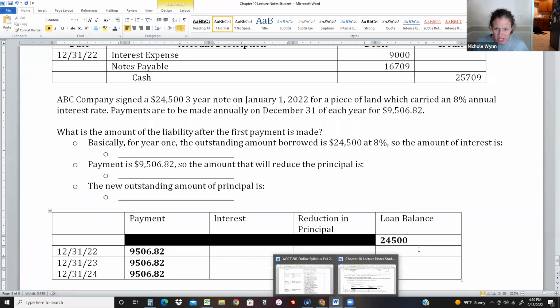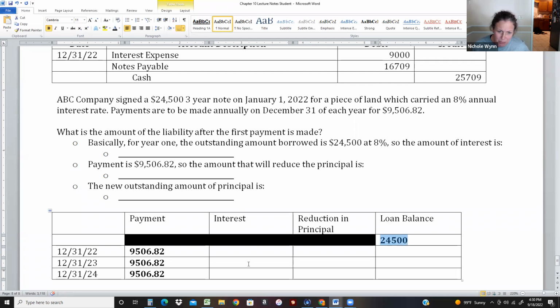I equals PRT. So we need to take the principal times the rate times time to get the amount that goes to interest, and then the rest will go to principal. For year one, the outstanding amount borrowed is 24,500 at 8% interest. So let's calculate the interest on this first one. I equals PRT.